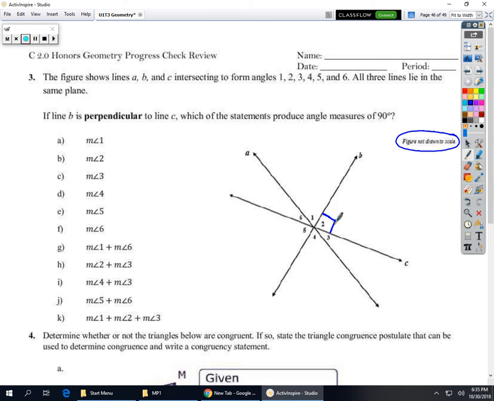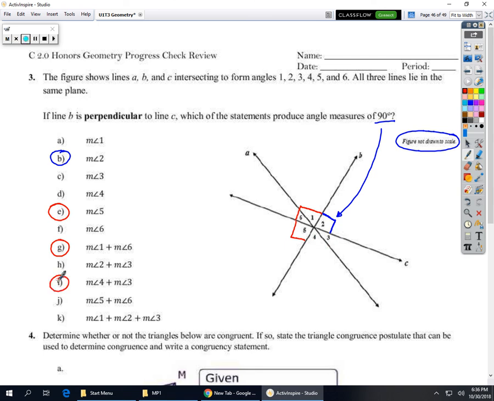Well, if this is perpendicular, which statements produce angle measures of 90? Well, 90, and this did the same thing. So, well, I know for sure 2 is 90. Measure of angle 2 is 90 degrees. What else is 90? Well, if that's 90 and it makes a straight line, doesn't that make these two in total 90 as well? 6 and 1 combined make 90. Well, 5 is also 90. And lastly, the remaining 3 and 4 make 90.